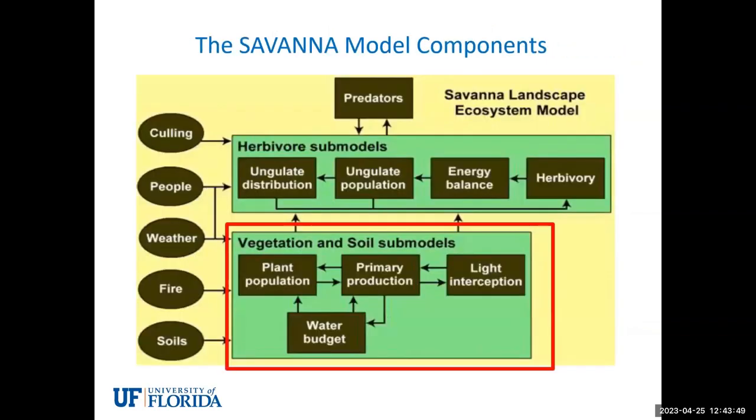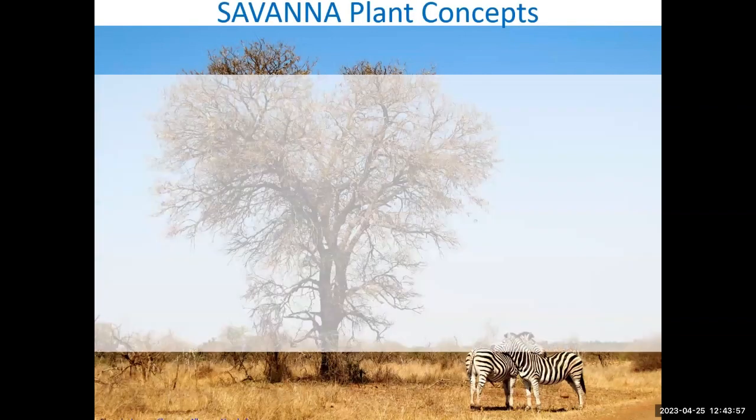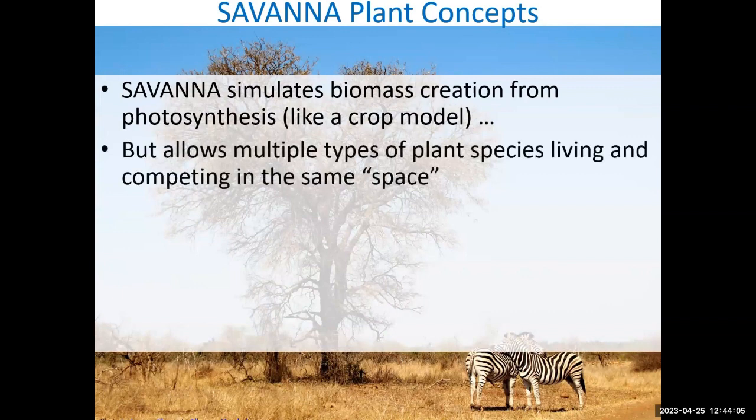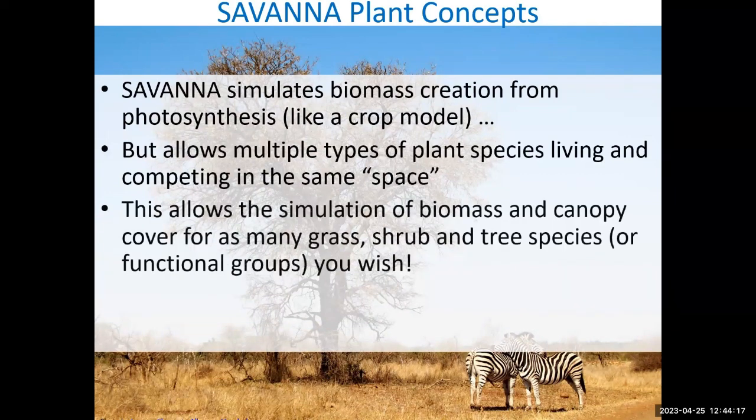If you look at the vegetation and soil submodels, this will just be a couple of quick pictures. SAVANNA simulates biomass creation from photosynthesis, like a crop model, if you know those, but it allows multiple types of plant species living and competing within the same space. That is, you can have different types of grasses fighting it out with light interception from a shrub on top of it, and trees the same way.